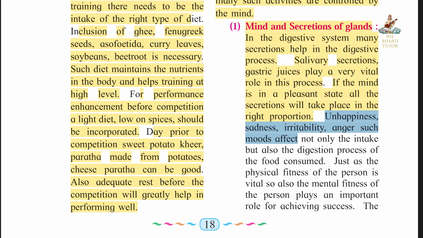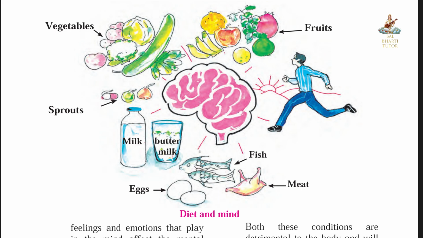Unhappiness, sadness, irritability, anger, such moods affect not only the intake but also the digestion process of the food consumed. Just as the physical fitness of the person is vital, so the mental fitness of the person plays an important role for achieving success. As you can see, vegetables, sprouts, milk, buttermilk, fruit, fish, meat, egg.